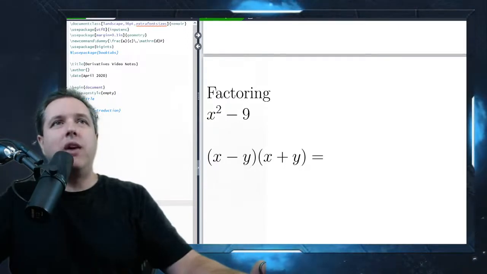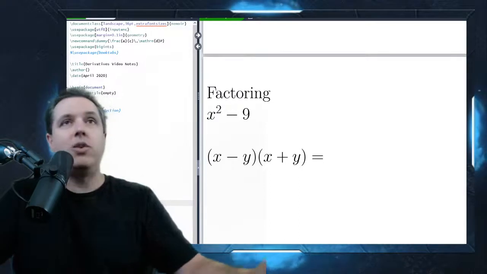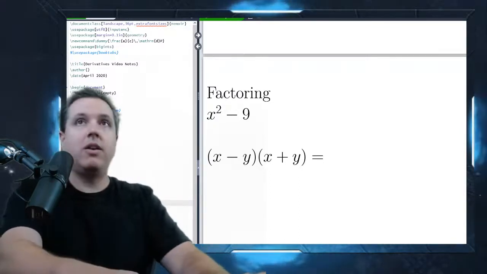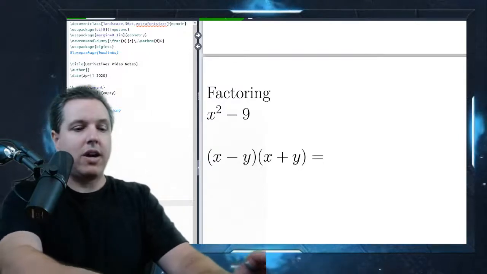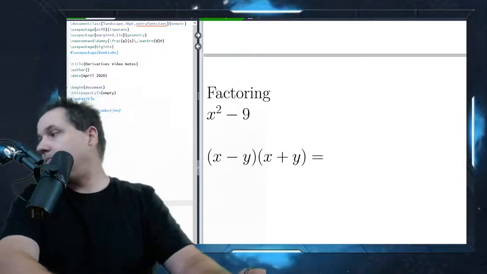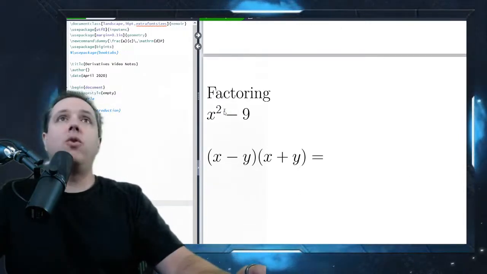And you might go, how did you come up with that? It's because someone figured out that it works. And so then we use it, right? So if I multiply this out, I get x squared plus xy minus xy minus y squared. Right, so all I did here was FOIL.